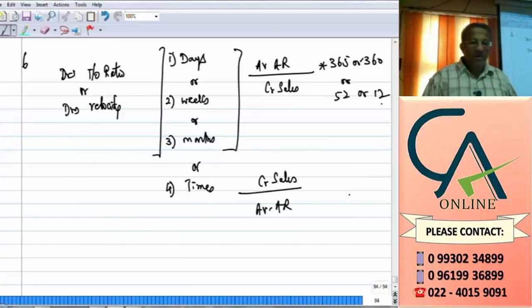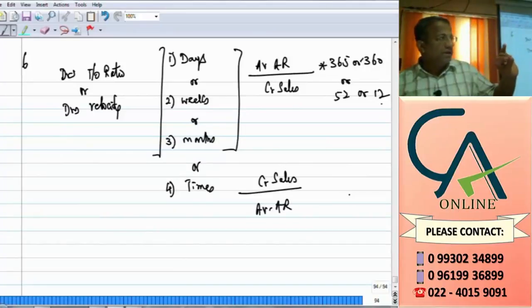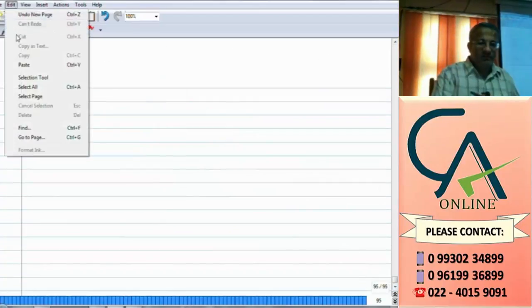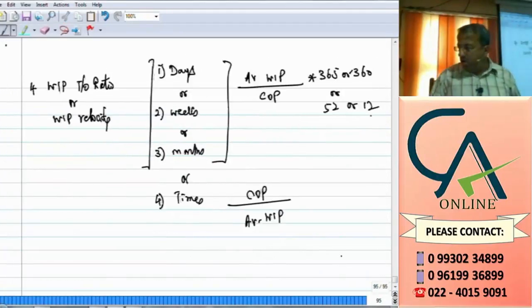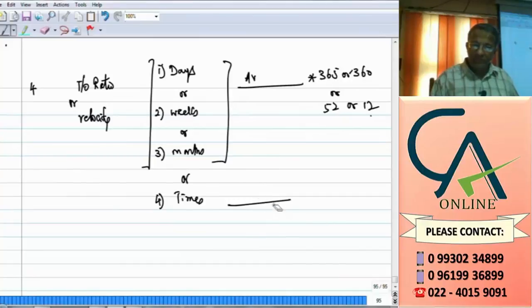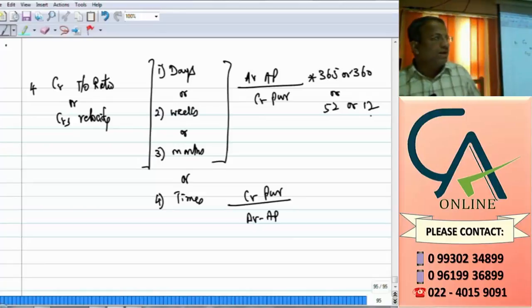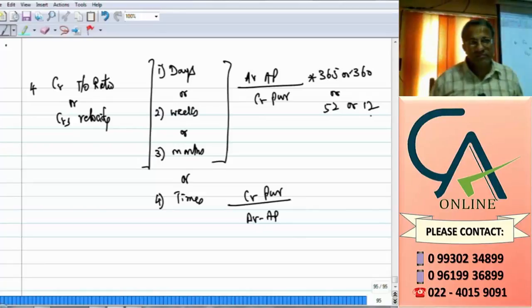Are you understanding, all of you? We have done raw material, WIP, finished goods, debtors. Now what is the next one? Very nice. Creditors turnover ratio or creditors velocity: average accounts payable divided by credit purchases. For times, it is credit purchases divided by average accounts payable. So the matter related to liquidity is getting over. Are you understanding, all of you? Make note.